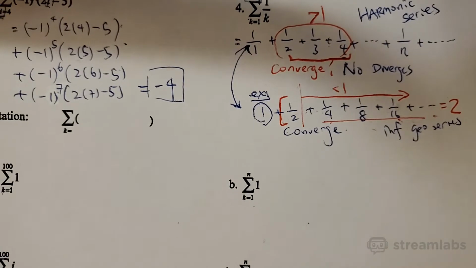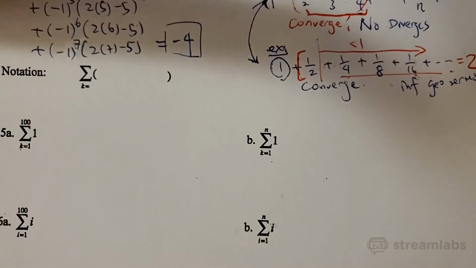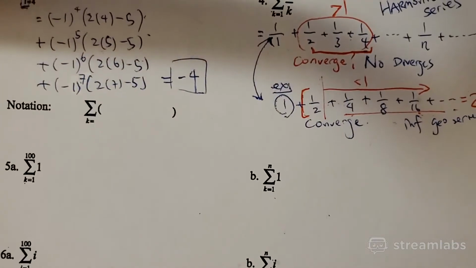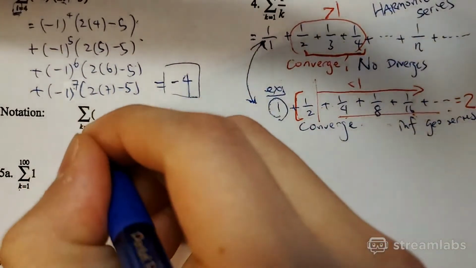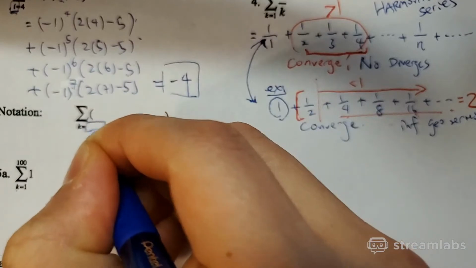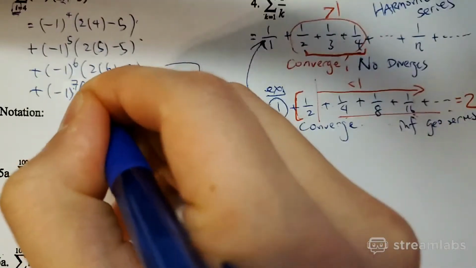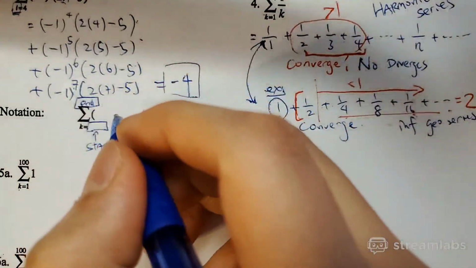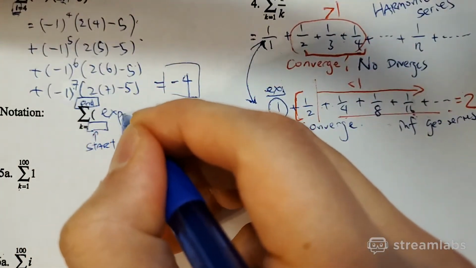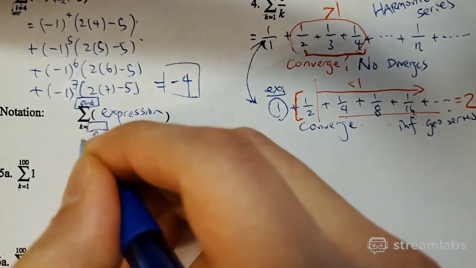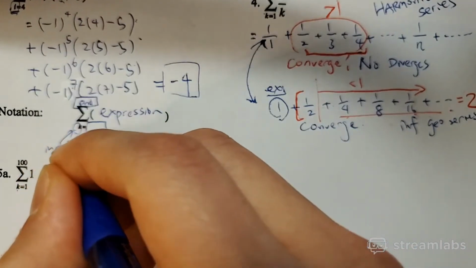All right, well, let's go back to the main idea of the day, which is sigma notation. So let's review real quick. k equals whatever this number is, that's your start. Okay? This is your end. We'll put a number here. And then this is your expression, whatever that means. And the k is your index. Okay?